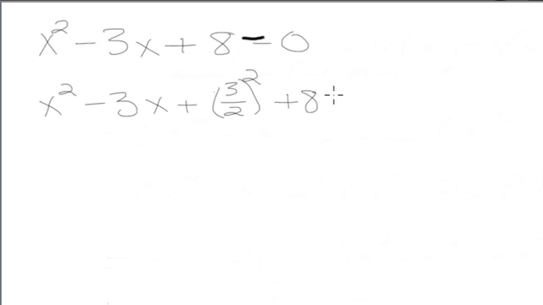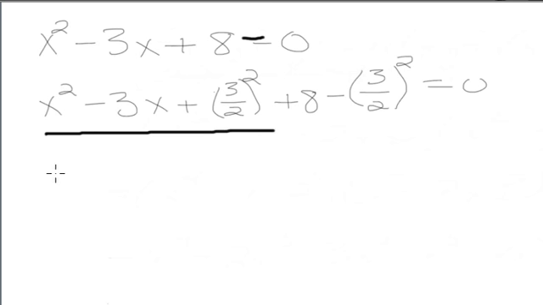I need to keep my original constant, and I need to keep the equation the same as it was before by subtracting 3 over 2 squared from the entire expression. And with that in mind, this entire expression is still equal to 0. Okay, so what good did that do me? Well, now the first part of the expression is a perfect square. It's equal to x minus 3 over 2 quantity squared.